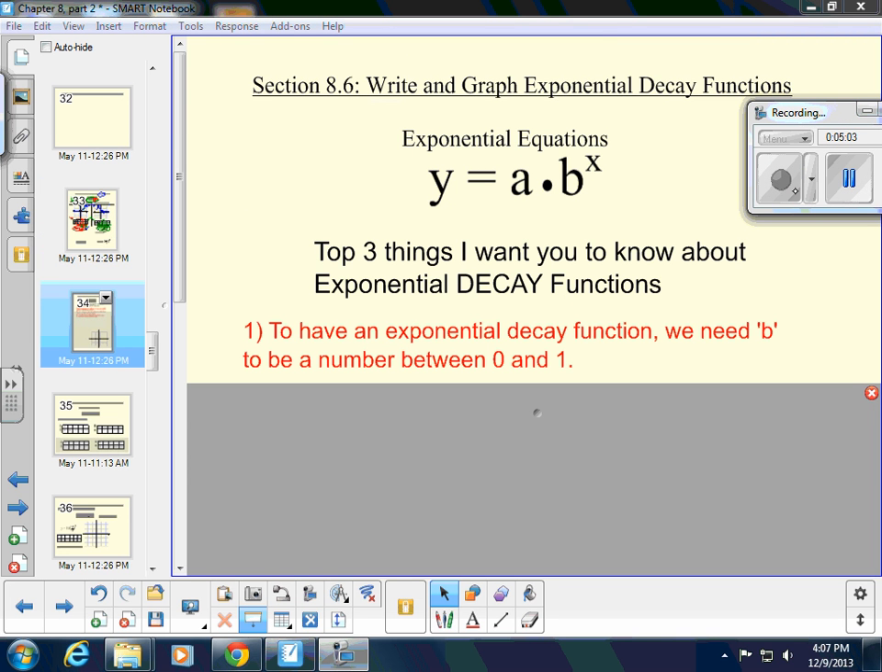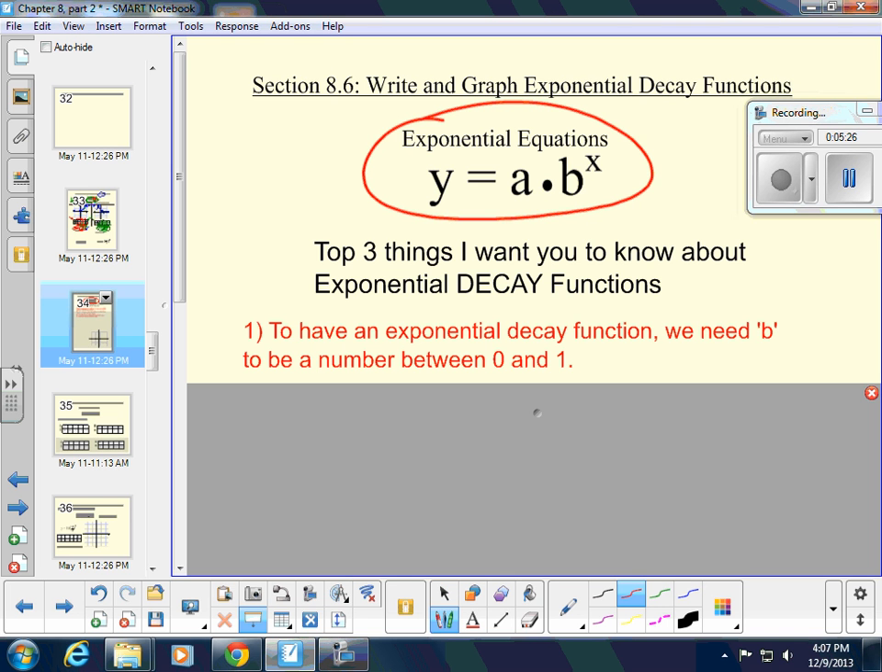So just like I did with exponential growth functions, I pointed out a few things that I want students to keep in mind when they see exponential growth functions. Same thing here with exponential decay. I've got top 3 things I want you to take away. I mean, there are many things you can take away, but here are the top three things I would definitely want you to know after learning about exponential decay functions.